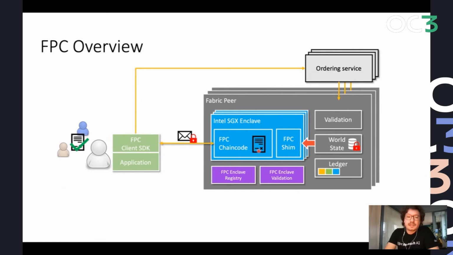In particular, on the client side, we need to add a component which gives the client a tool to communicate with that chaincode and integrate that in its application. This is done by our FPC client SDK. And the most important thing it does is that it is responsible for encrypting the communication between the client and the chaincode enclave, in a way that only the chaincode enclave, and not the peer, can access the data in clear anymore.